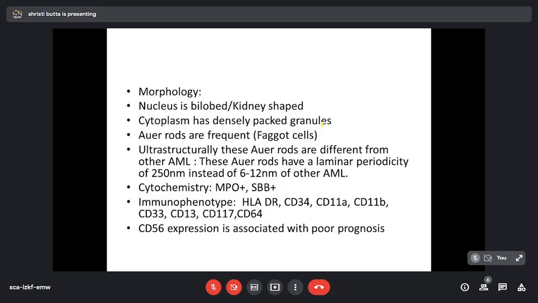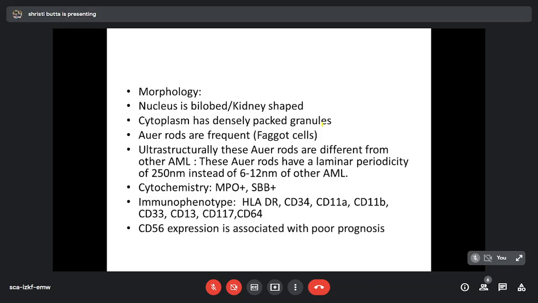Ultrastructurally, these Auer rods are different from other AML. Why? Because these Auer rods have a laminar periodicity of 250 nanometers instead of the 6 to 12 nanometers seen in other types of AML. Cytochemically, yes, they are MPO and SBB positive because they are all myeloblasts, right? And now coming to the myeloblast equivalents, they are promyelocytes.